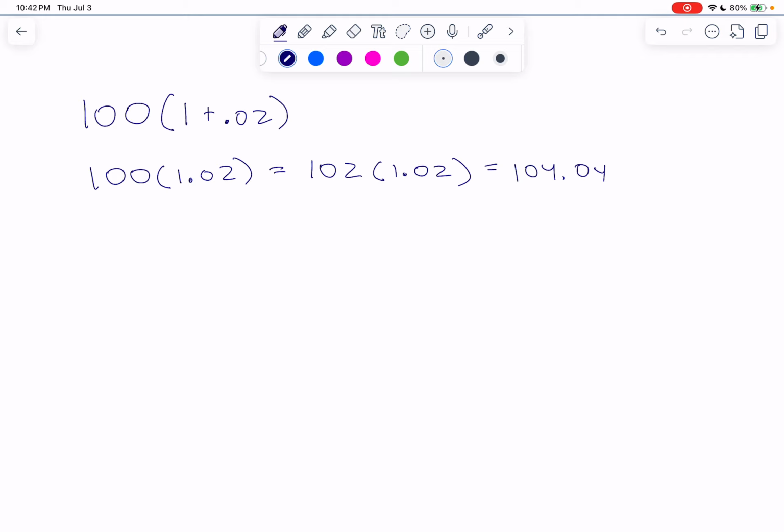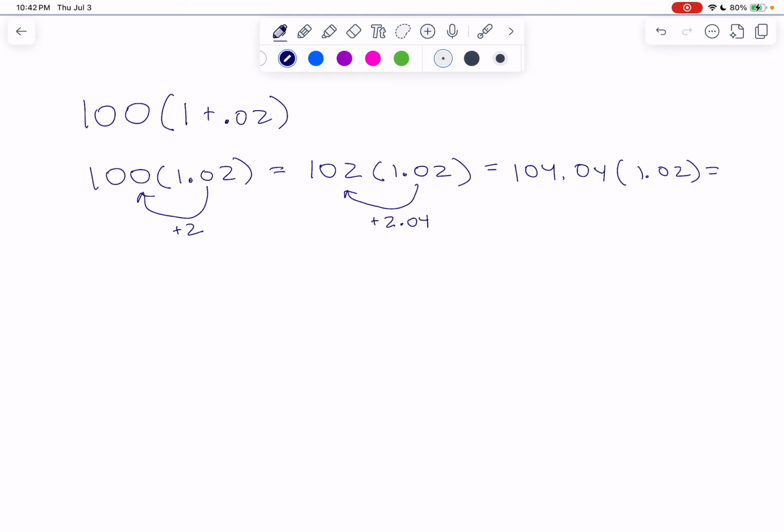Ask yourself, why am I not just adding the same amount? Didn't I increase by 2% again? Yes, but 2% this time was of 100. That was an increase of 2. 2% of 102 is more because it's a percent of a bigger number. So that was an increase of 2.04. And what if I took that and increased it again by 2%?